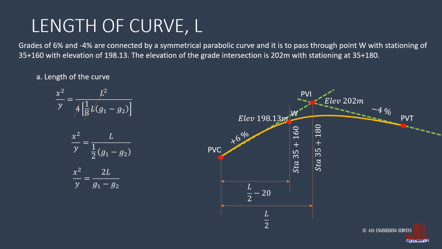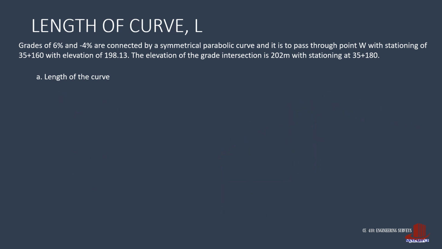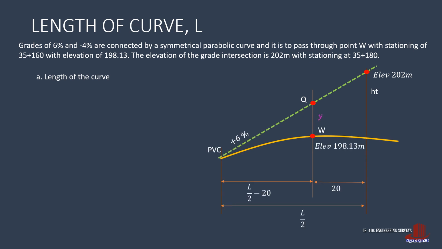All we need to do now is to clearly define what is y, as the g's are already given, and from the illustration, we can see that x is half of L less 20. So let us solve for y. Y is the offset from the tangent to the curve aligned with point W. Start by working on a small triangle on PVI.